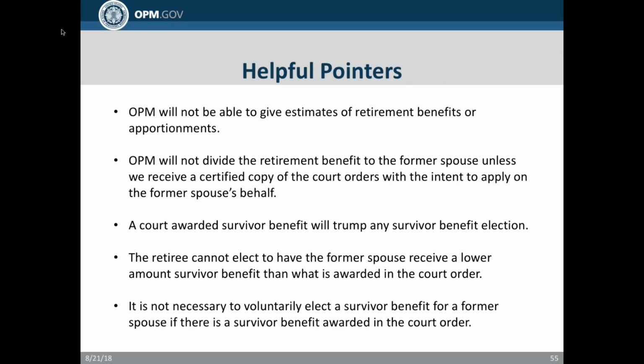Okay. Also, you could always voluntarily elect for that former spouse to receive a higher survivor benefit, but it can't be lower than what's in the court order. It is not necessary to voluntarily elect a survivor benefit for a former spouse if there is a survivor benefit awarded in the court order. Again, like we explained earlier, we're going to go by the court order. However, if it's the retiree's intent to voluntarily elect the former spouse to receive a benefit, then they can do that as well. Just make sure it's indicated on the application.